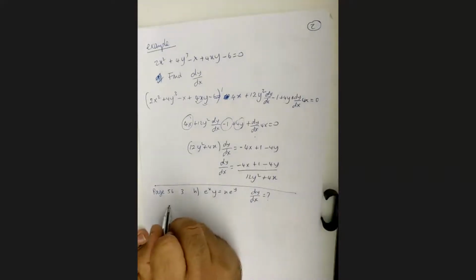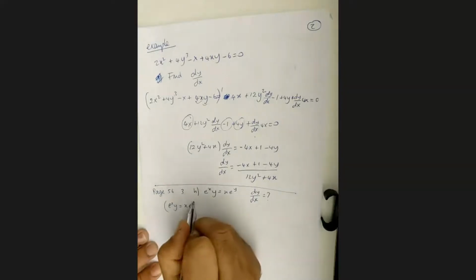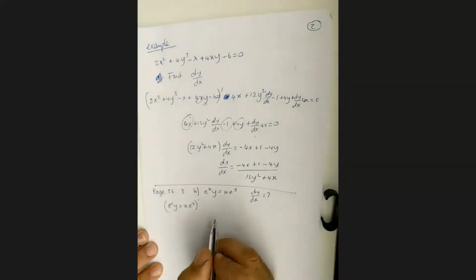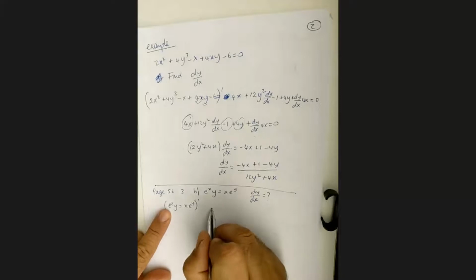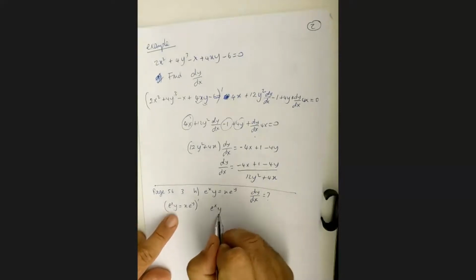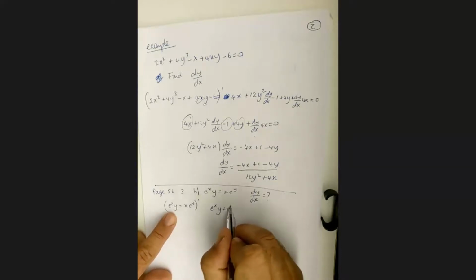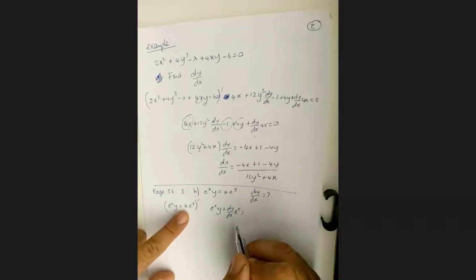Now, e to the power of x times y is equal to x e to the power of y. Take its derivative. On the left-hand side, we have a product. Let's apply the product rule. Derivative of e to the power of x is e to the power of x, times y, plus derivative of y, which is dy over dx, times the first expression, e to the power of x. Let's do the same thing for the right-hand side part.